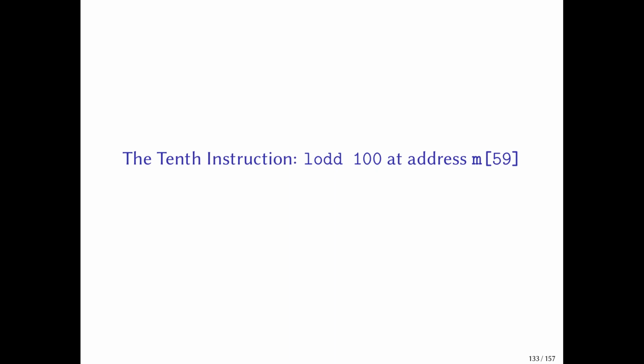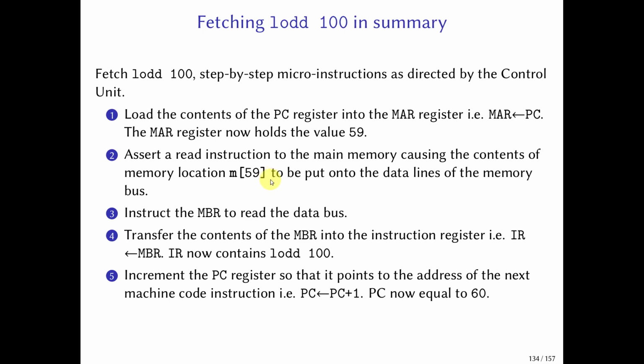You'll remember that the final line of that high level program was print C, and that's what the 10th and 11th instructions do. So I'm very quickly going to go through these because they are pretty straightforward. The 10th instruction is lodd 100, which is at address M59, and when we execute that, you'll see that it is, as before, fetch, the 5 steps that we've done so many times already, except this time the PC value is 59.